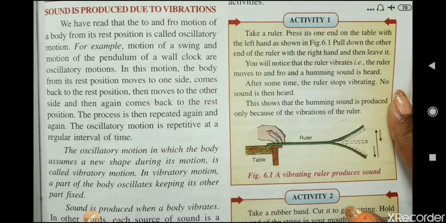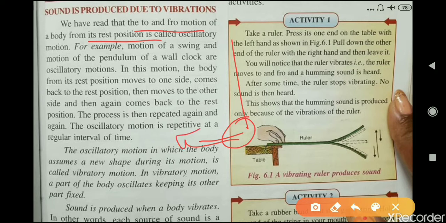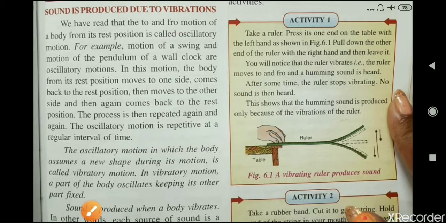So before that, we will study about oscillatory motion. What is oscillatory motion? Oscillatory motion is the type of motion in which a body moves to and fro about its mean position, or we can say about its rest position. That is known as oscillatory motion. For example, the motion of the pendulum of the wall clock. The body from its rest moves to one side, then again comes to its rest position and then moves to the other side. This type of motion of the pendulum is known as oscillatory motion.